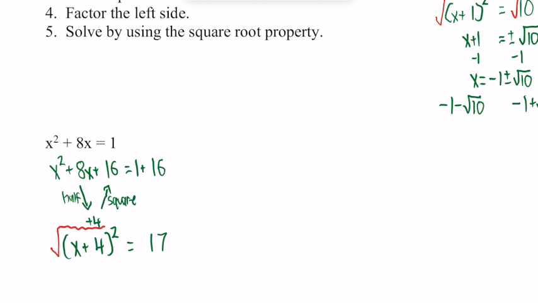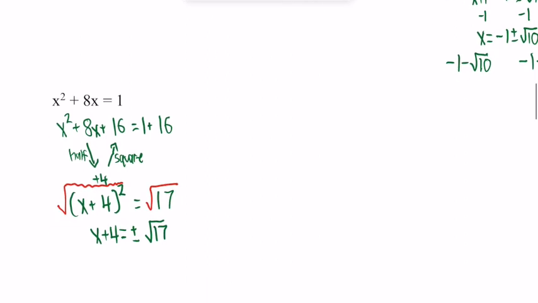Now we take the square root of both sides. The square root of x plus 4 squared, we have x plus 4. On the right side, don't forget, we have the plus or minus square root of 17. To get x by itself, we would subtract 4 from both sides, leaving us with x equals negative 4 plus or minus the square root of 17. Or if you do want the answers individually, it would be negative 4 minus the square root of 17 and negative 4 plus the square root of 17.